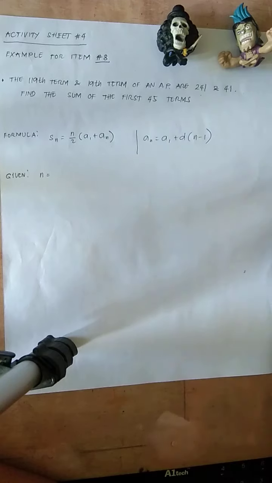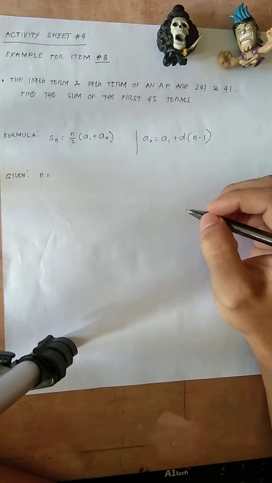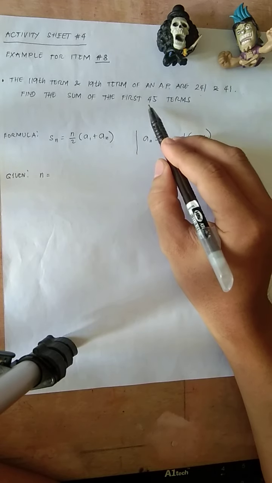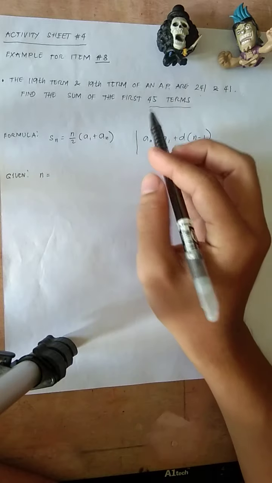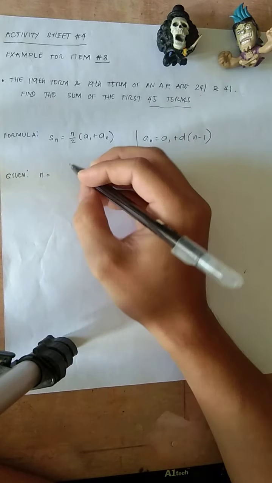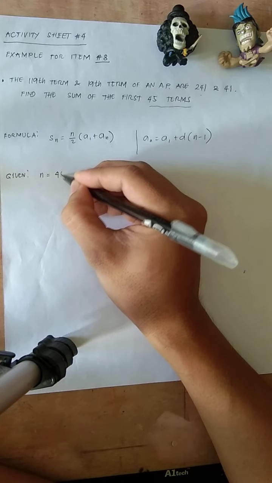What do you think is our n? It's 45 terms. We are dealing with 45 terms. So we are looking for the sum of the first 45 terms. So therefore, our n is just 45.